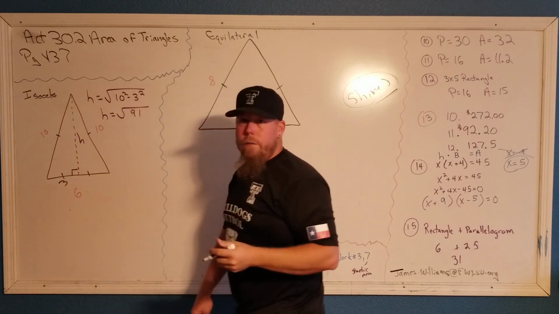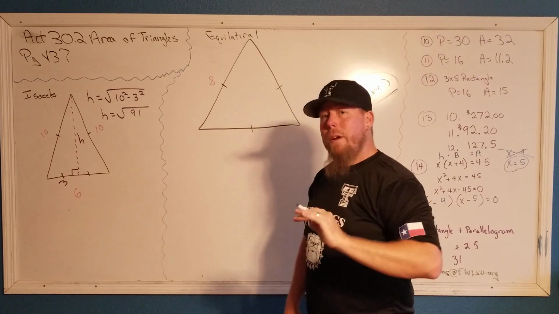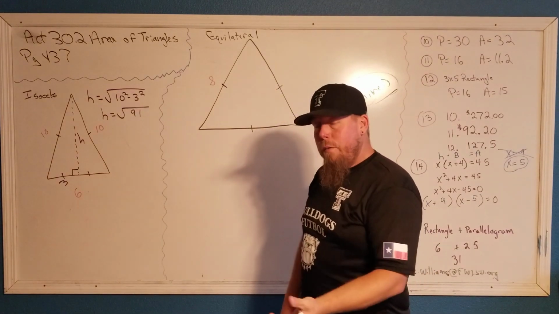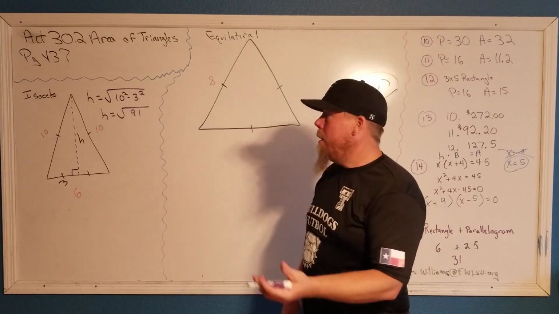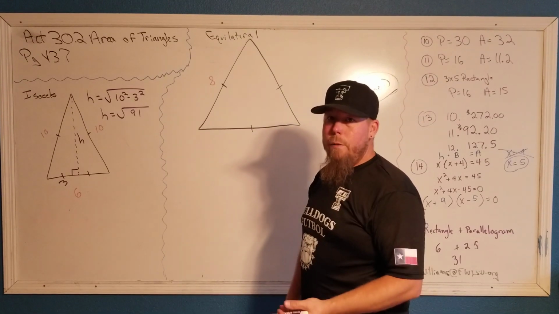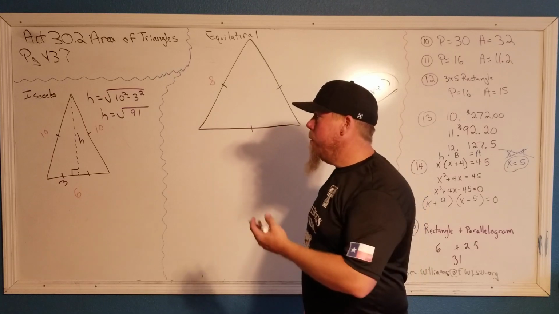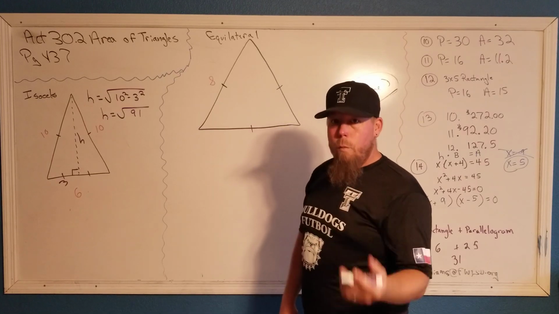Now, what is the square root of 91? Here's the beauty. I just don't care. The square root of 91 is not a perfect square, okay? It's probably about 9.4, 9.5, whatever, but I don't care. That's close enough. The square root of 91 is actually exactly correct, and I'm going to use that in my formula. What's my formula? 1/2 base times height.